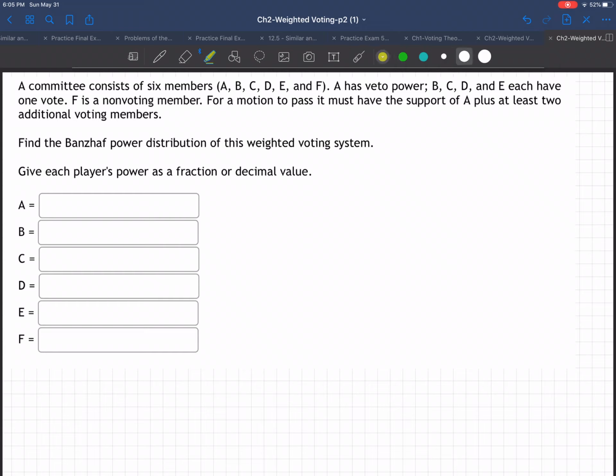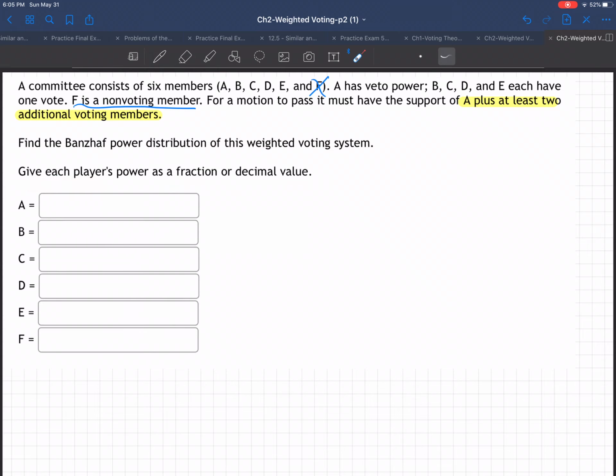So there's the key phrase. You must have A plus 2 additional voting members. Remember that F is a nobody in this problem because F is a non-voting member. So just forget about F. F's a dummy. So, okay, they want us to find the Banzhaf power distribution of this weighted voting system. Give each player's power as a fraction or decimal.